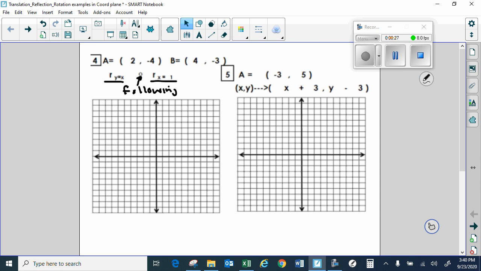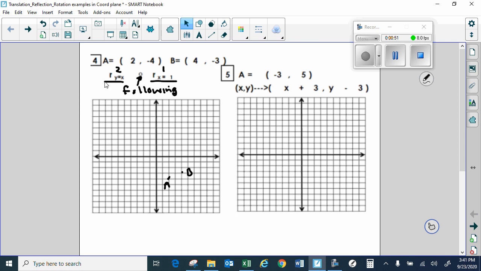So that means we go right to left. This one is first, this one is second. That's what following means in English. Okay, so we have a segment, 2, -4, there's A, and 4, -3, there's B.